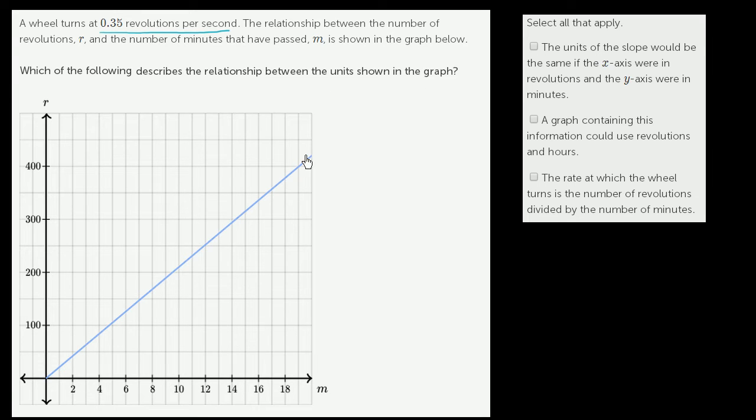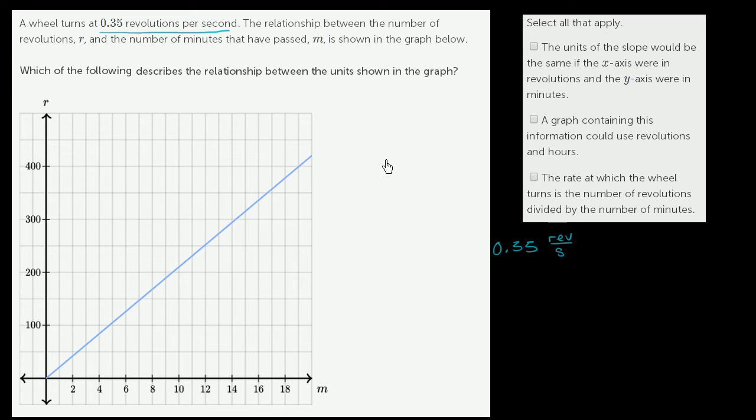So the first thing I want to do is just see, does this graph make sense? Is it consistent with the wheel turning at 0.35 revolutions per second? And to see that, since their time axis right over here is in minutes, I want to re-express 0.35 revolutions per second in terms of revolutions per minute. So 0.35 revolutions per second. I want to write this as revolutions per minute.